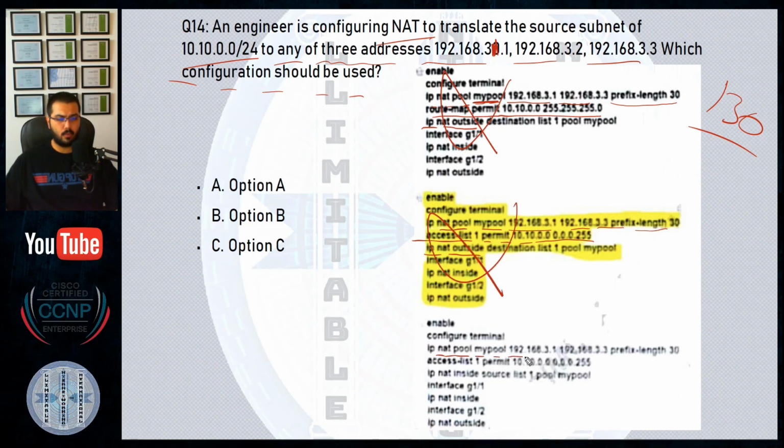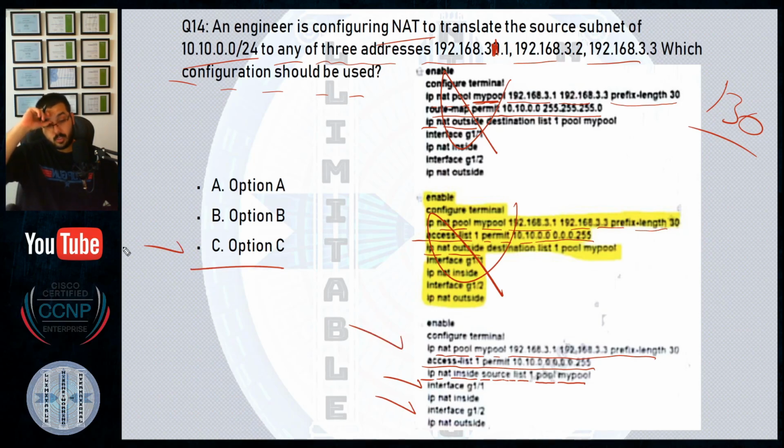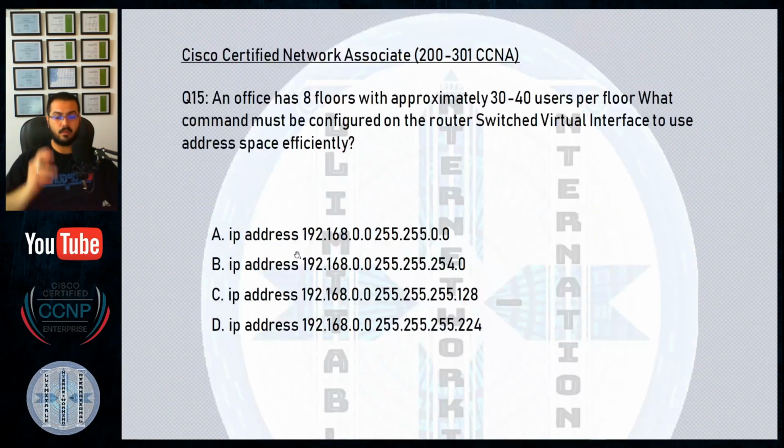ip nat pool my pool, this one the same pool, and an access list 1 expressing the same thing. ip nat inside, which is sourced from access list 1, and translates that for the addresses inside the pool that is called my pool. An interface inside, an interface outside, and C currently is the best one to choose. If there is D, then I believe D might be more specific, but there are only 3 choices here.